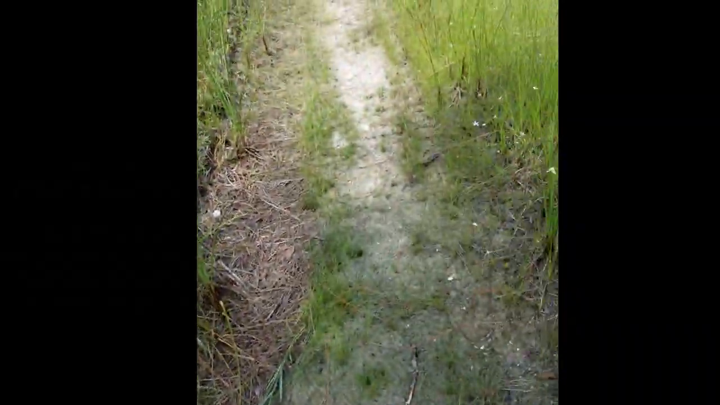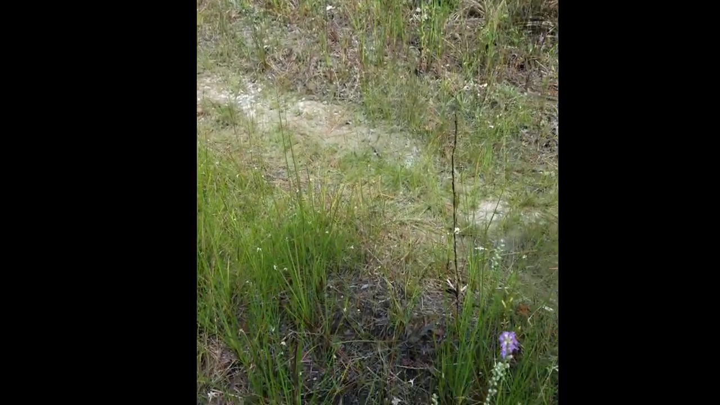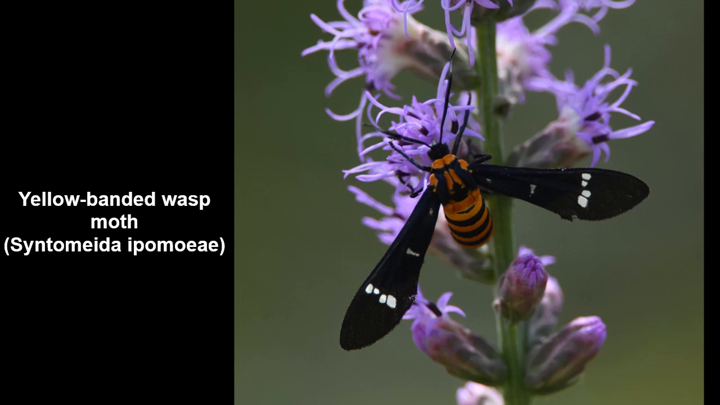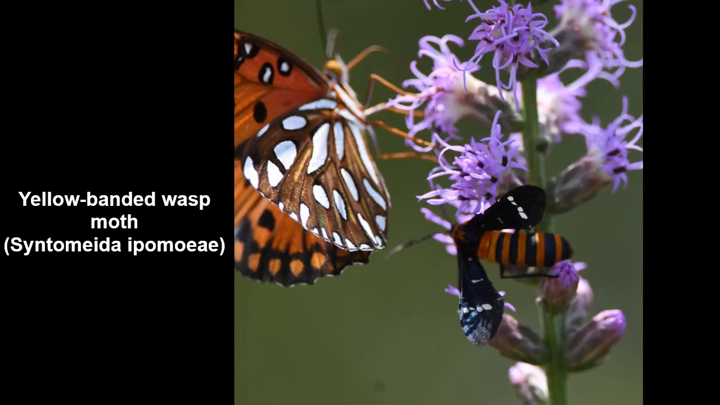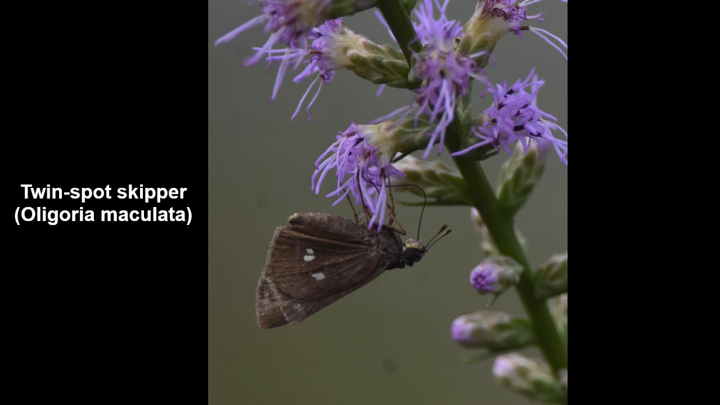But yeah, I'm going to be showing a few other pollinators visiting this beautiful little flower, and even some predators. This is a yellow banded wasp moth. These are somewhat hard to find, so I was particularly excited to finally see one for the first time. And here's a Gulf fritillary, another one, photobombing. This is a twin spot skipper. It's pretty common out here, and it also really loves that horrible thistle plant I mentioned earlier.